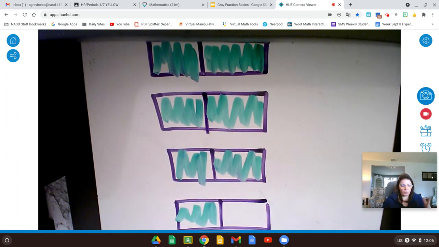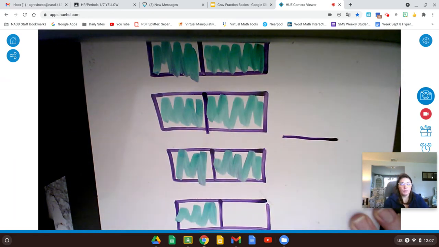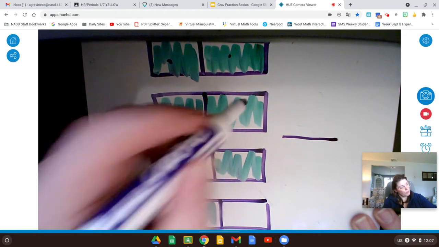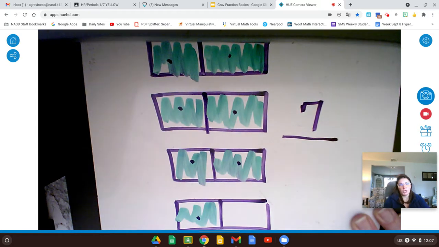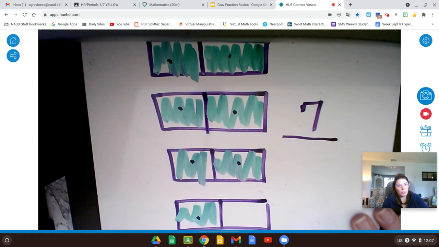So before I do my mixed number, I want to start off with the improper fraction. To do that, I'm going to count each and every one of my shaded pieces. That will be my numerator. 1, 2, 3, 4, 5, 6, 7. I have 7 shaded pieces. And each of the models was cut up into 2 equal parts, or halves. So that shows me 7 halves.